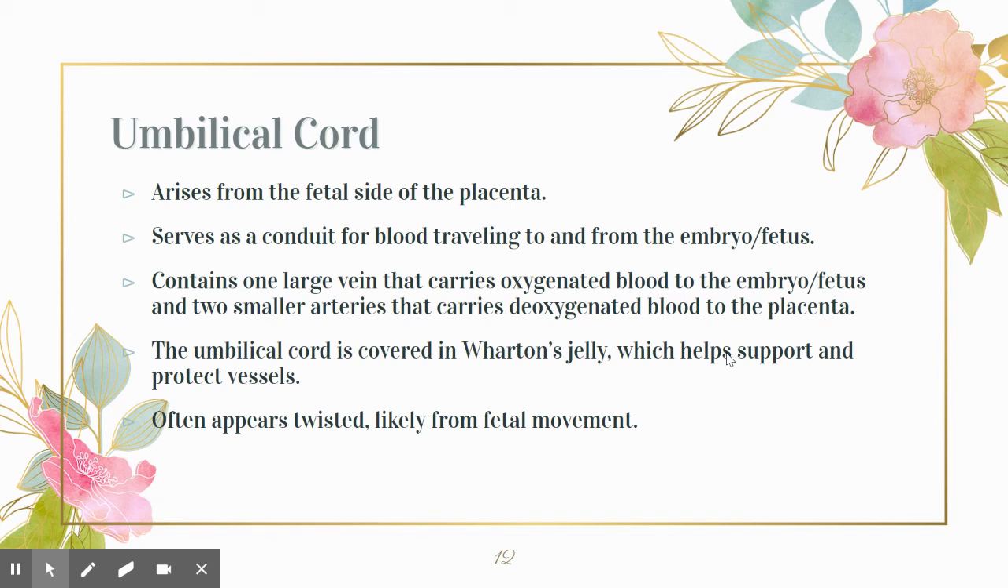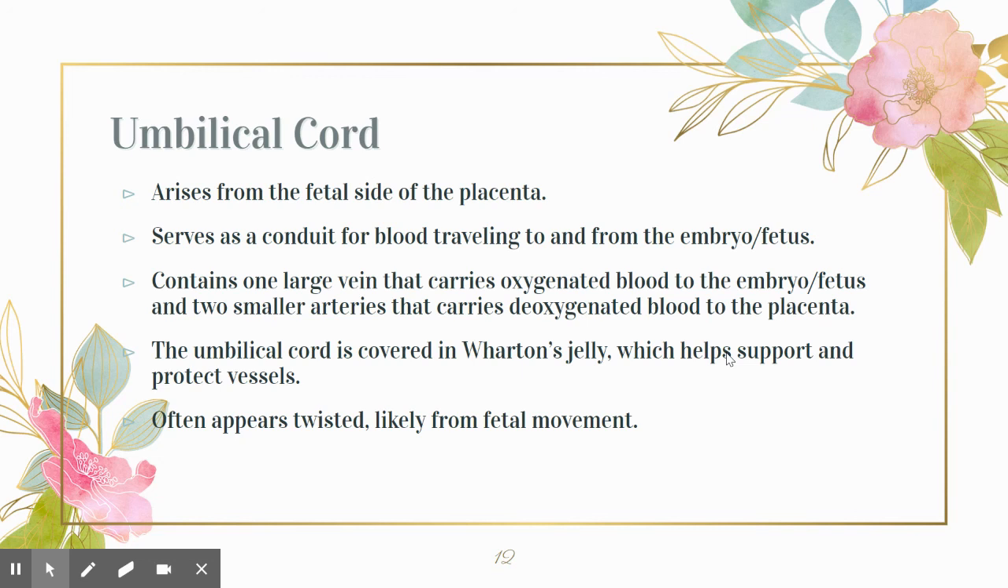The umbilical cord is covered in Wharton's jelly. It's this clear jelly. It helps support and protect vessels when the placenta is delivered. The Wharton's jelly will dry out and constrict the blood vessels in the umbilical cord, and that'll sort of get that natural process of going from fetus to newborn. We usually clamp it and cut it. But the cord usually looks a little twisted because baby likes to play jump rope in there.